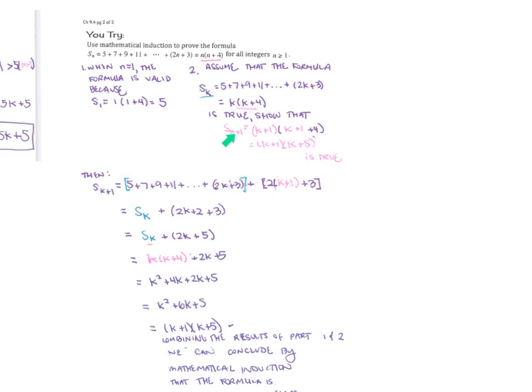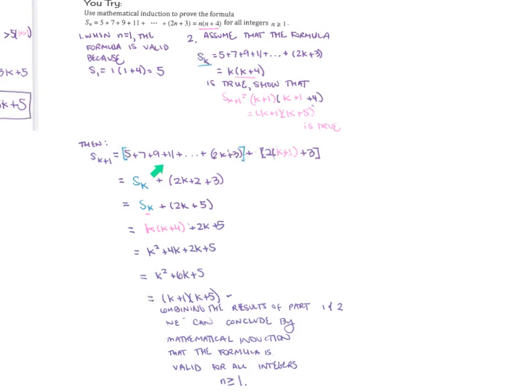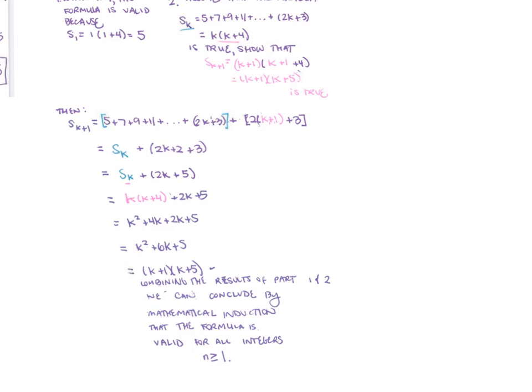We're going to show that s of k plus 1, where you plug in k plus 1, should give k plus 1 times k plus 5, and that is true. So then you write everything here. You write the s of k plus 1, plugging in each piece, remembering you're adding the k plus 1 into this term here. Then you substitute this first part, simplify and multiply out, and you see that you do get this back. So combining the results of 1 and 2, we can conclude by mathematical induction that the formula is valid for all integers n greater than or equal to 1.